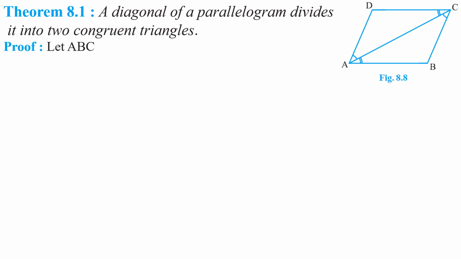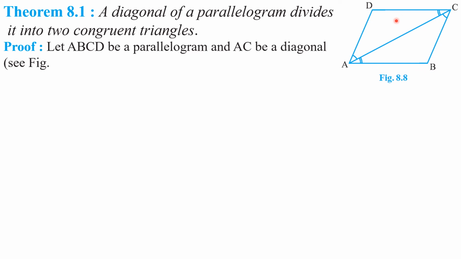Now we are going to prove this theorem. Let us take a parallelogram ABCD, in which AC is one diagonal. See this figure 8.8. In this parallelogram ABCD, AC is one diagonal. Now we are going to prove that this diagonal AC divides this parallelogram into 2 congruent triangles.